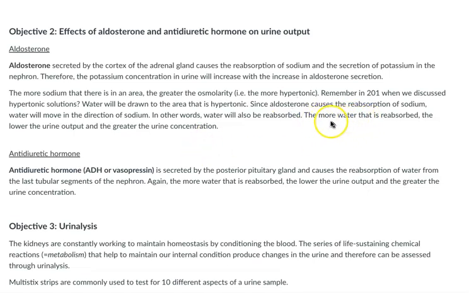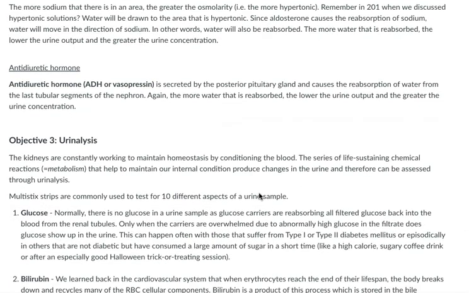Or another way to look at it: the more water that is reabsorbed, the lower the urine output, the greater the urine concentration. Antidiuretic hormone will work along with aldosterone to help with this. It also causes a reabsorption of water. Again, the more water that is reabsorbed, the lower the urine output, the greater the urine concentration.